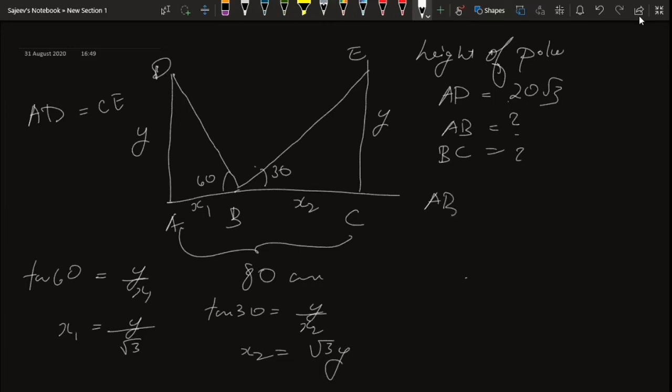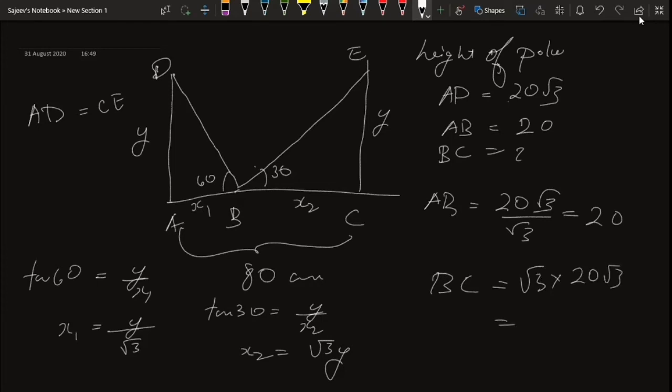Now what's AB? AB is X1, and we know the relation between X1 and Y. We found Y, so AB is 20 root 3 by root 3, which is 20. Now what's BC? BC is root 3 into Y, so root 3 into 20 root 3, which is 60. So BC is 60. You can also subtract 80 minus 20 to get 60, because we know the sum is 80.